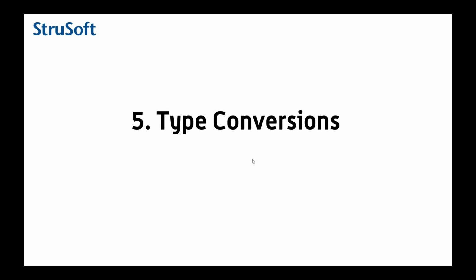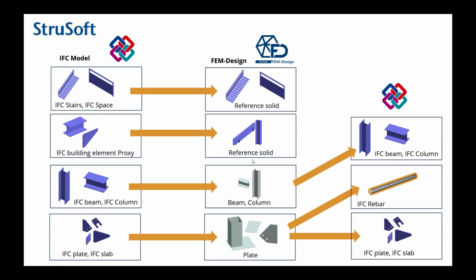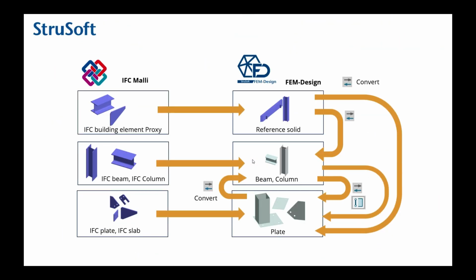Then the final thing I want to talk about is type conversions, because not everything comes into the finite element software with the right type. So let's say that the walls come as walls, but we might have problems, for instance, we have hollow cores, which might be of the wrong type. And the good thing is that we can convert anything inside of the software to a different type.